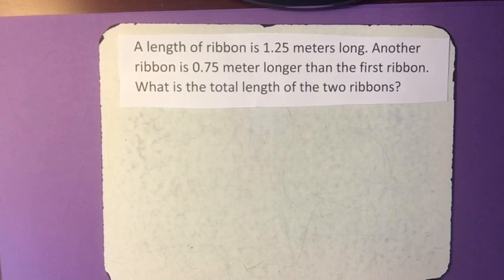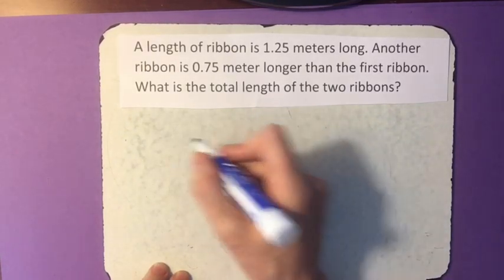Okay. A length of ribbon is 1.25 meters long. Another ribbon is 0.75 meters longer than the first ribbon. What is the total length of the 2 ribbons? So this is a lot like the last one. A length of ribbon is 1.25 meters long. Another ribbon is 0.75 meters longer than the first ribbon. What is the total length of the 2 ribbons?